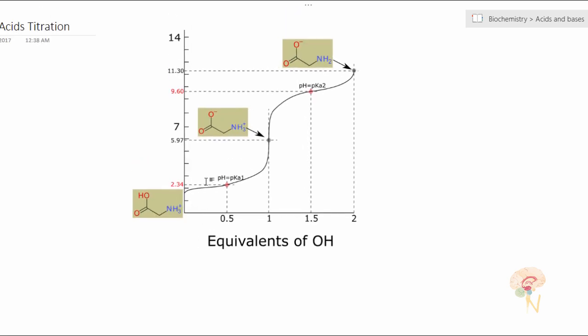At first, know that for titrating amino acids, we start with an acidic solution. If you add an amino acid to water, it won't turn the pH down to 2.34 or below that. So we add HCl to bring it down to a certain point.